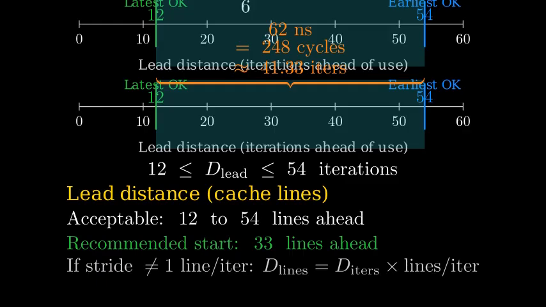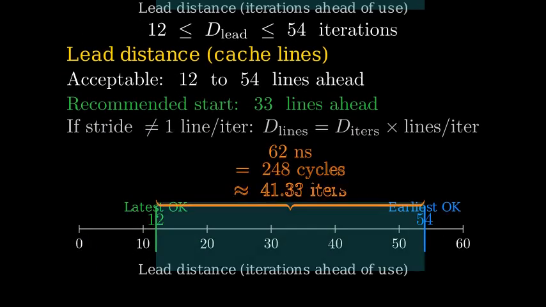In practice, it is wise to choose a value somewhere in the middle of the window to absorb variance in queuing and interference. Here, a good starting recommendation is roughly 33 lines ahead. A quick statistical note: if we budget a 10% margin for timing variability, that is about 4 iterations. Centering the lead keeps us at least 4 iterations away from either boundary, which reduces the chance of arriving too early and being evicted, or too late and stalling.